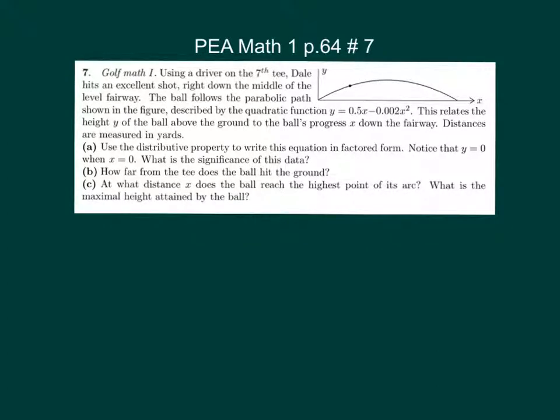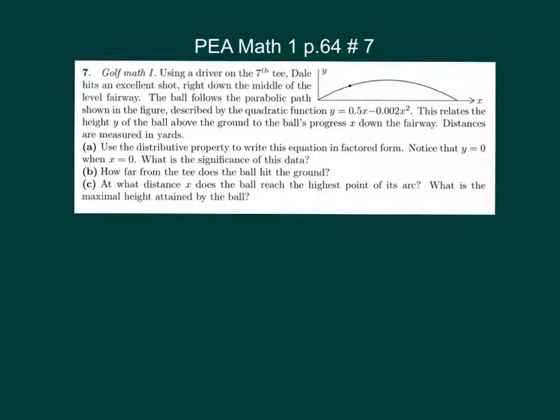Okay, this is Phillips Exeter Academy Math 1, page 64, number 7. A little review for our quadratics test in CP Math 2. The question here is, it says Golf Math 1. Using a driver on the 7th tee, Dale hits an excellent shot right down the middle of the level fairway.